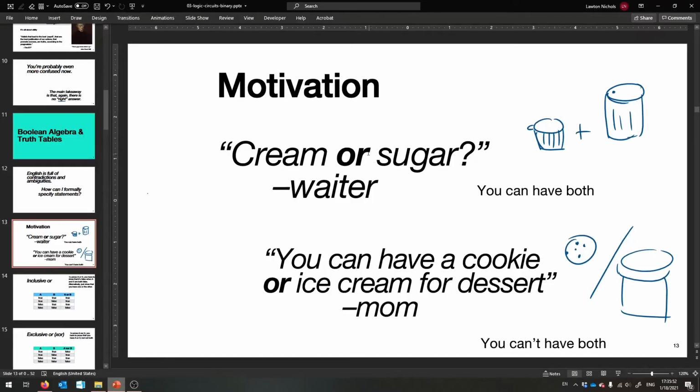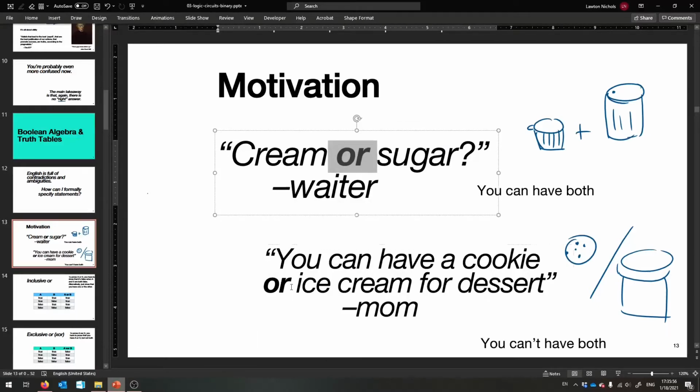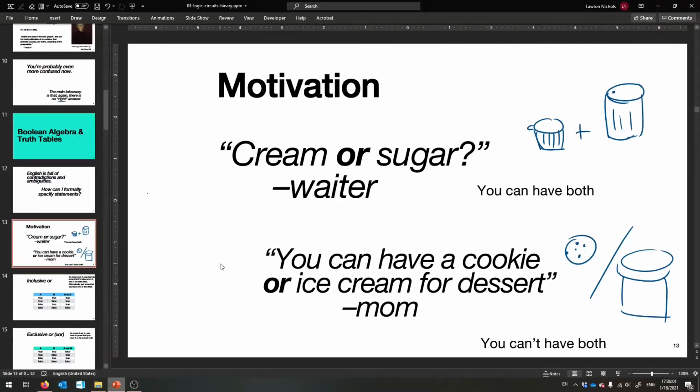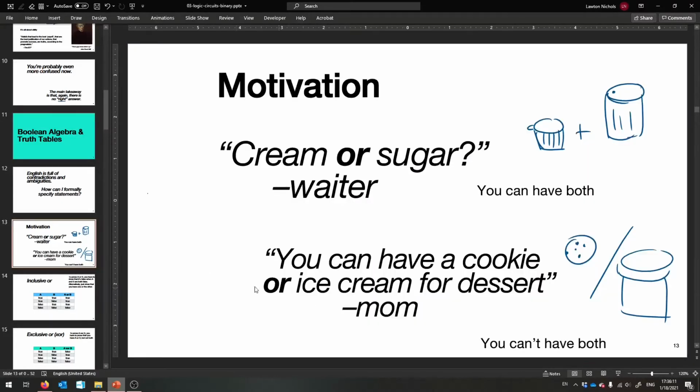So, English, why'd you do this to us? There's or twice, meaning two different things. What is going on here? So, if we jump to logic, to formal logic, we do not have this problem because we can make two different kinds of ors with different symbols that do not confuse us.